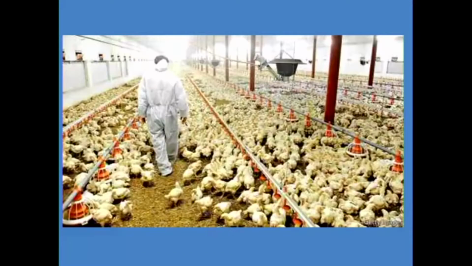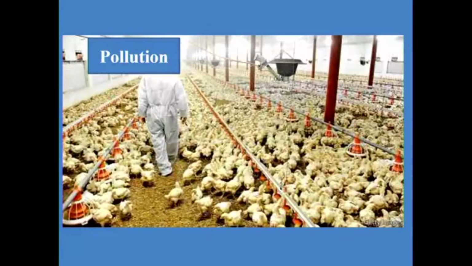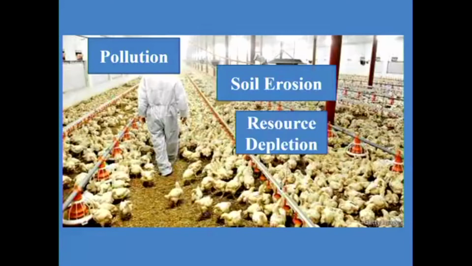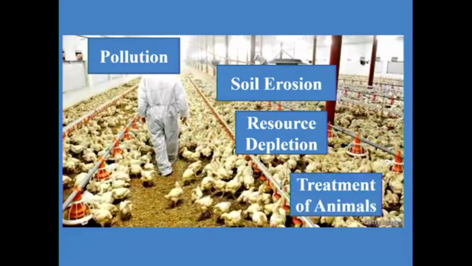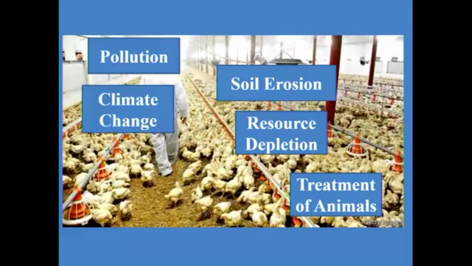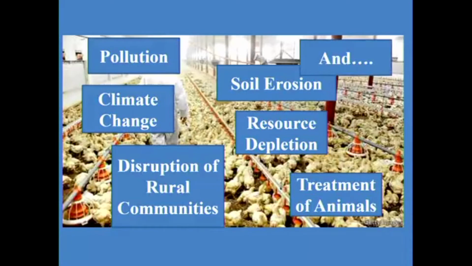And change is necessary. We know change is necessary because we've got a system that's out of control. The industrial food system creates pollution, soil erosion, resource depletion, whether it be water, oil, phosphorus, fertilizers. Treatment of animals is a questionable part of this system. Climate change, disruption of rural communities, and on and on. We know this is a problem with the industrial food system.